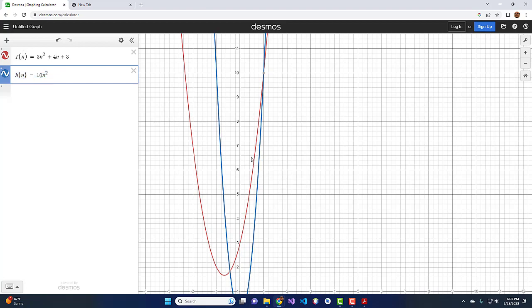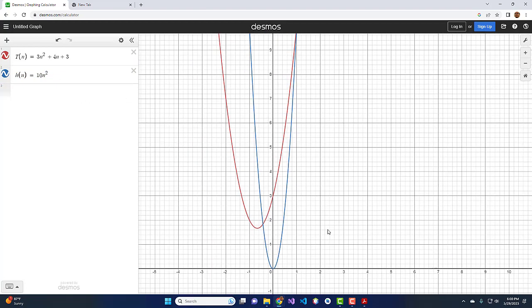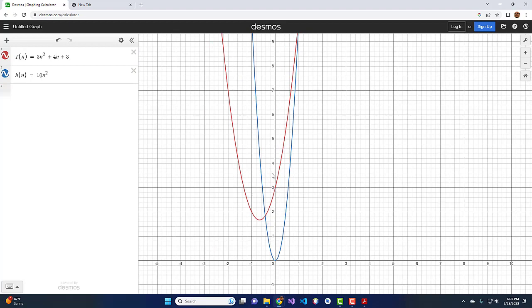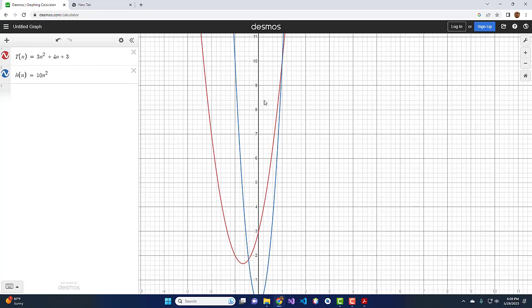Even though the red is larger than our 10n squared at the point 0, we usually don't care about the stuff below 0, but at 0 this is actually higher, because our 10 times n squared is at 0, but our 3n squared plus 4n plus 3 is actually at 3. So that's actually bigger than ours. That's why we need to make that statement that at a certain point it overtakes it. Now, where is that point? We said it was 1, and it does seem to make sense.